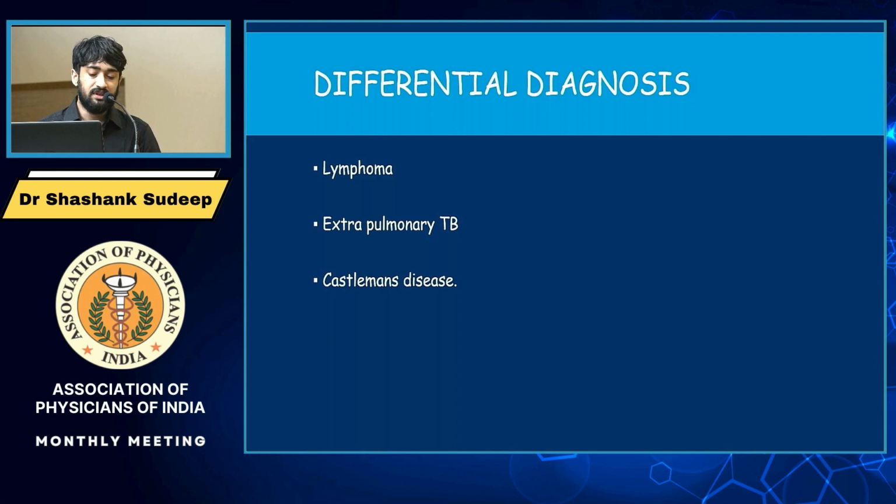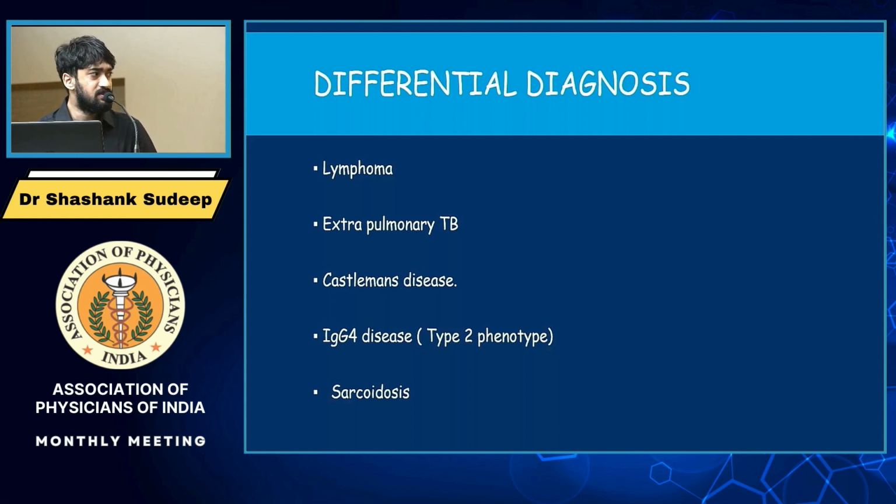Then in view of these retroperitoneal masses, the prominent new diagnosis of IgG4 related disease, especially the type 2 phenotype, also came to us, because it has been noted in literature that a variant of IgG4 related disease, primarily the retroperitoneal and aortitis variant, presents in a similar way to our patient. Sarcoidosis also we still considered.